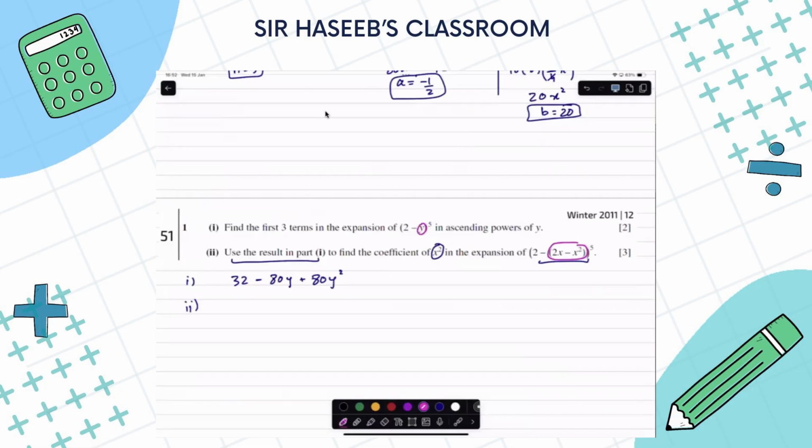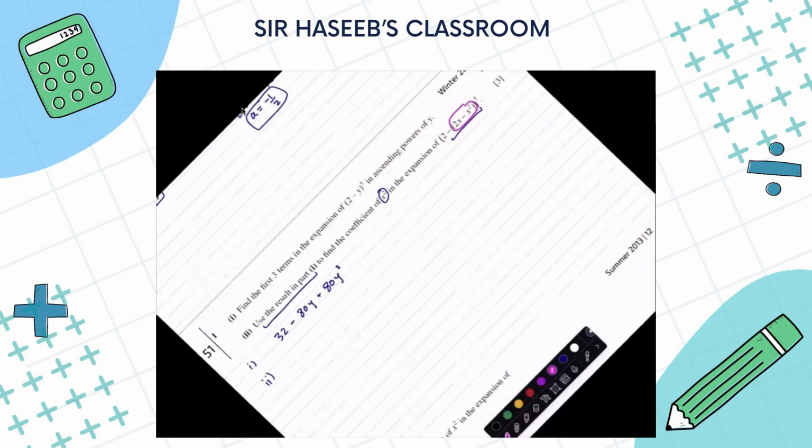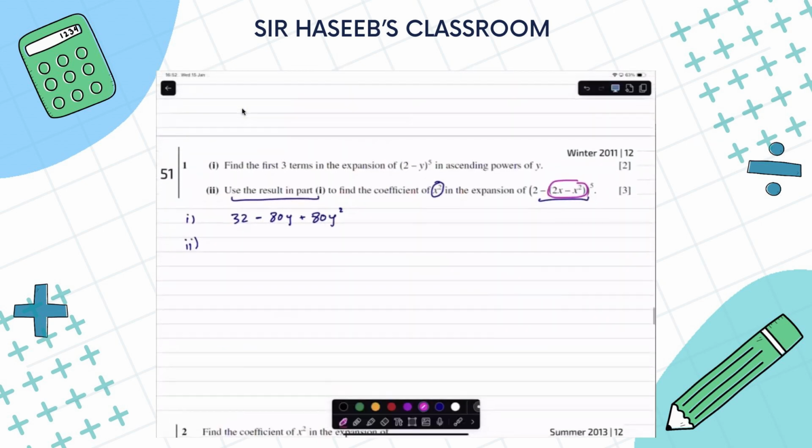Sir, how'd you do the first one so quickly? The first term is 2 power 5 always, right? Second one, 5C1 will be 5. 2 power 4 is 16. 16 times 5 is 80. I did the same formula, but mentally. And I think I remember it because I have done this question before as well, so it was even quicker.